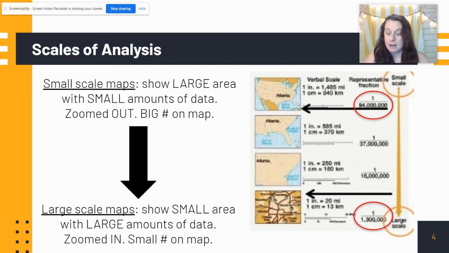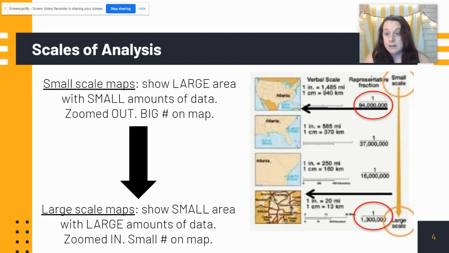Also, when we're talking about the scale of maps, you should look at what the actual scale says that is labeled on the map. So map scale can be described in a few different ways. Verbally, which you can see 1 inch equals 1,485 miles, for instance. That means 1 inch on this map here is going to be equivalent to that many miles in real life.